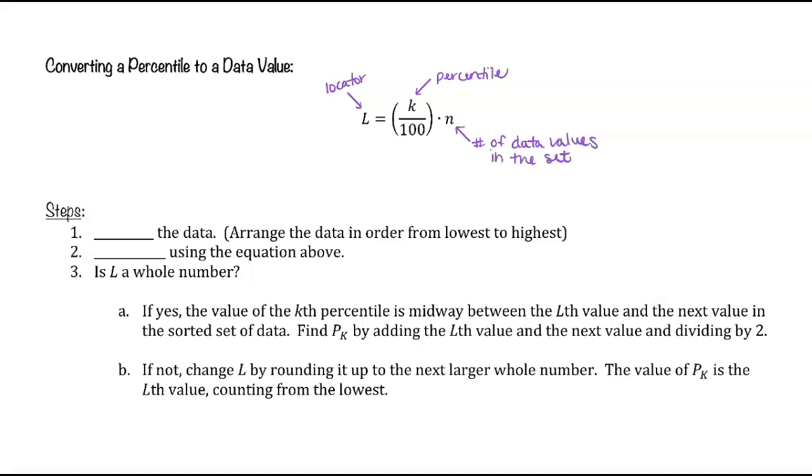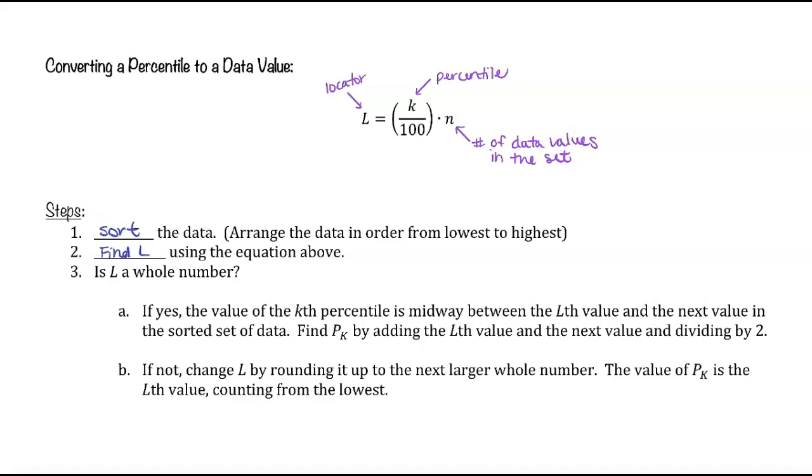Here's the process. The first thing we need to do is sort the data. We want to arrange the data in order from least to greatest. Second, we will find L using the equation above. The third step depends on if L is a whole number or not. If L is a whole number, then the value of the kth percentile is midway between the Lth value and the next value in the sorted set of data. And we can find Pk by adding the Lth value and the next value and dividing by 2. If L is not a whole number, then we simply round L up to the next larger whole number, and the value of Pk is this Lth value, counting up from the lowest data value.